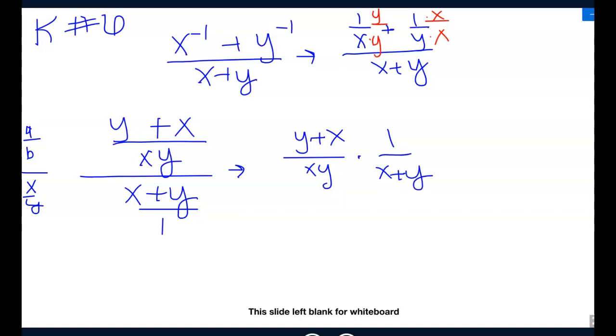Yes, because addition is commutative. So y plus x and x plus y are identical. So they cancel. So we get 1 over x plus y.